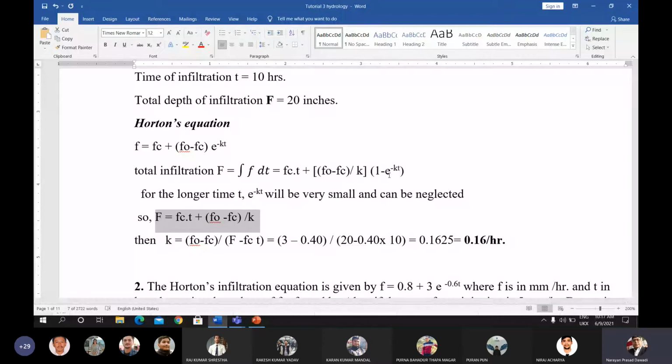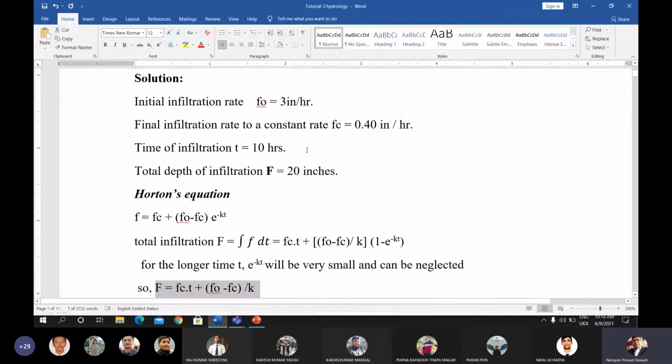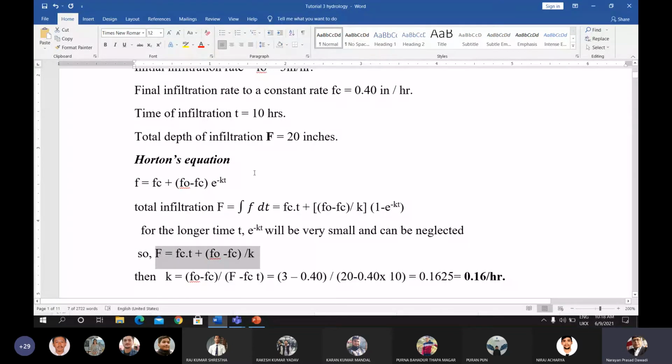What I have done for finding the value of k: if you integrate Horton's equation from 0 to t hours, it gives the total depth of infiltration. That is the area lying under the curve. The area below the curve is the integration of all of the small areas, which gives the total depth of infiltration. Integration means to sum up.